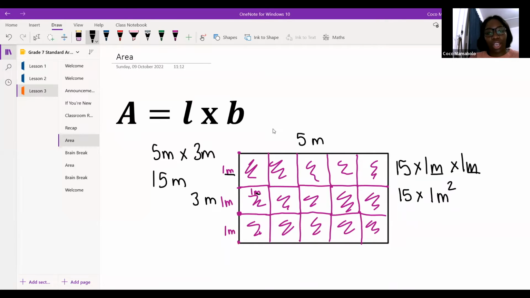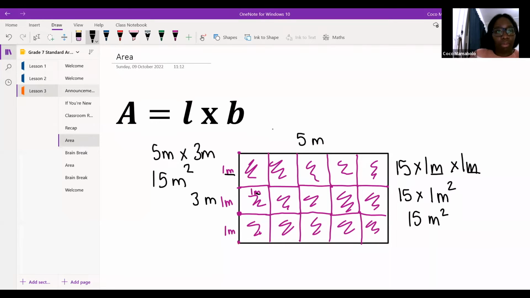Good, Tinashe, excellent. So 15 meters squared. Good, yes. Nondumiso, my answer is 15 meters squared. Not just 15 meters. I need it to be 15 meters squared.